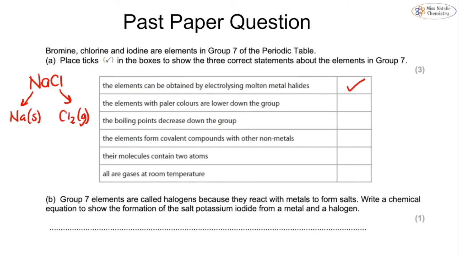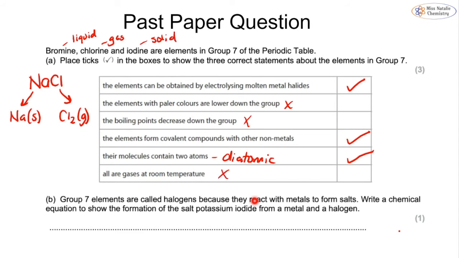For the second one, elements are paler with colours as they go down the group. Well, we know that that's wrong because we know the colours get darker. The boiling points will decrease down the group. Again, we know that is wrong because we know they increase. They will form covalent compounds with other non-metals. Well, that is correct. Their molecules will contain 2 atoms, so bromine, chlorine, and iodine are all, of course, diatomic. So that is also a correct statement. So that should be our 3, but let's just check the last one. All gases at room temperature. Well, chlorine is a gas, yes, but bromine is a liquid and iodine is a solid.